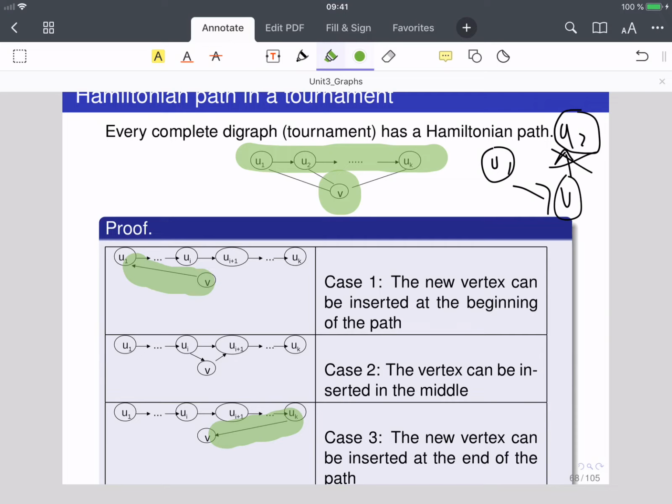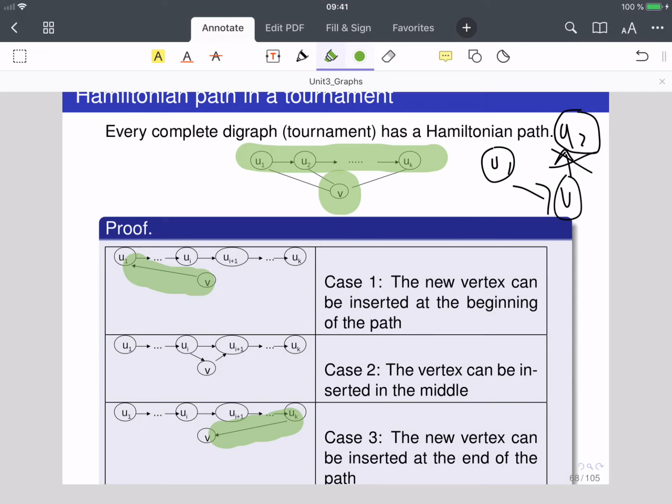We repeat this with all the vertices in the initial list, and when we process the last vertex, then we have a Hamiltonian path. Okay, so this is the algorithm to find a Hamiltonian path in a tournament. Okay, so this is something that we can do if we are given a graph that is a tournament. If you are given a different graph, then in general this algorithm is not guaranteed to succeed. It may find a Hamiltonian path in some graphs, but in others it will not succeed.